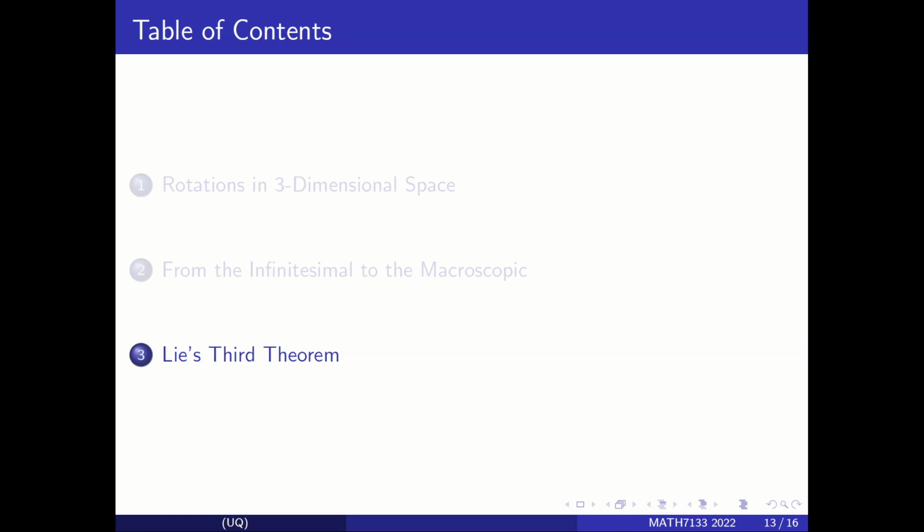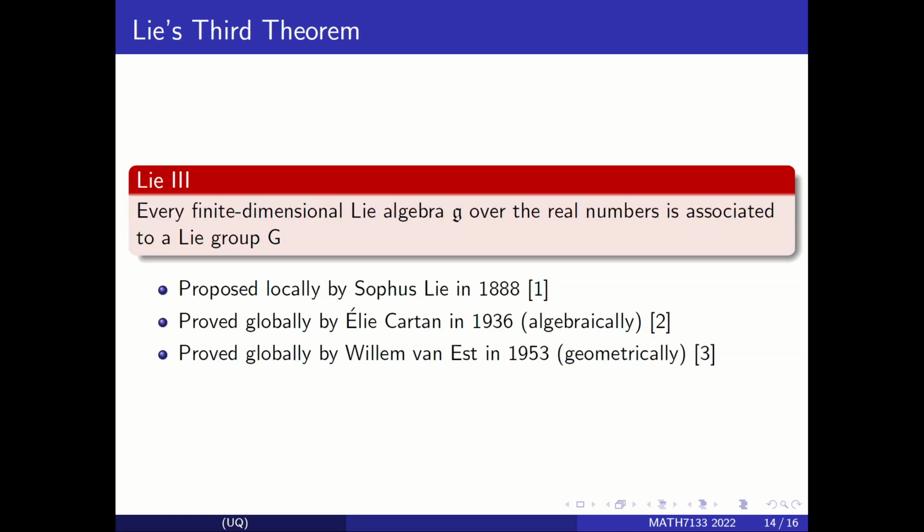Now that we've seen this correspondence between the SO3 Lie algebra and the SO3 Lie group, we can appreciate Lie's third theorem. The theorem states that every finite dimensional Lie algebra over the real numbers is associated to a Lie group. So what we have discovered for SO3 is not unique. Any real finite dimensional Lie group will have an associated Lie algebra.